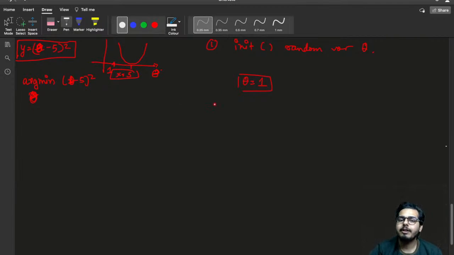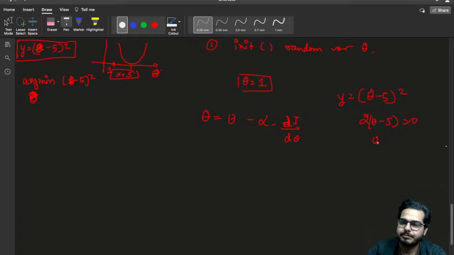Now the second step will be, I'll simply say theta is equal to theta minus alpha del j, but this time it will not be del j, it will simply be dj by d theta. And what is the derivative of this loss function? The loss function is something like this, and if you take the derivative, it will be just 2 theta minus 5. So this will be the derivative.